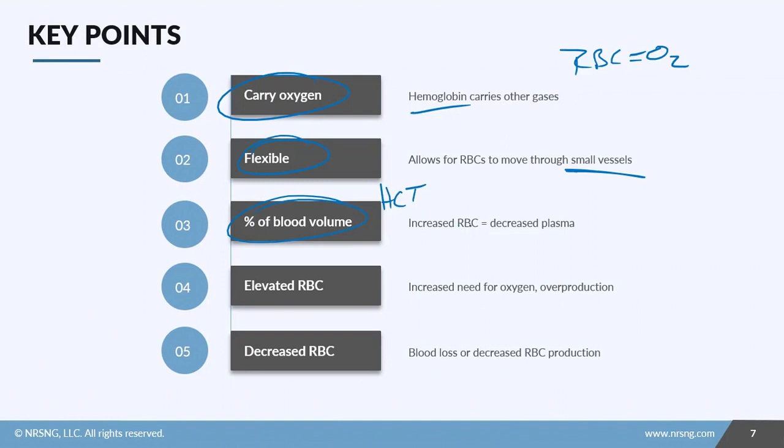If you have an increased RBC, you're going to have decreased total plasma, and those things equal your total blood volume. If you've got elevated red blood cells, you have an increased need for oxygen, or there's an overproduction of those red blood cells. And if you've got decreased red blood cells, you either have some sort of blood loss or you have some sort of decreased production from some sort of stimulus or disease.